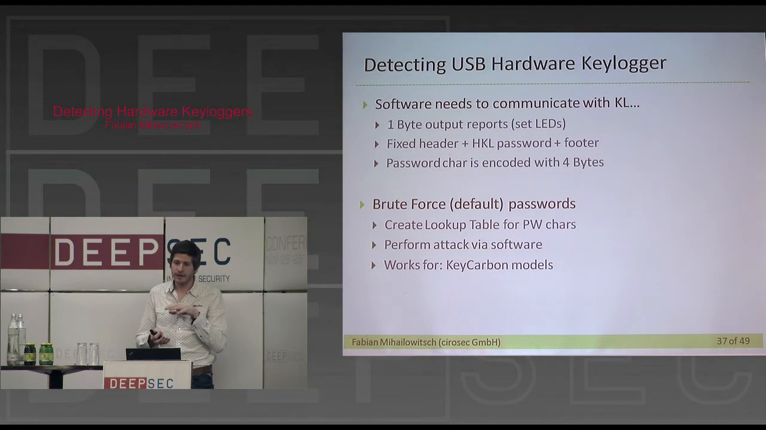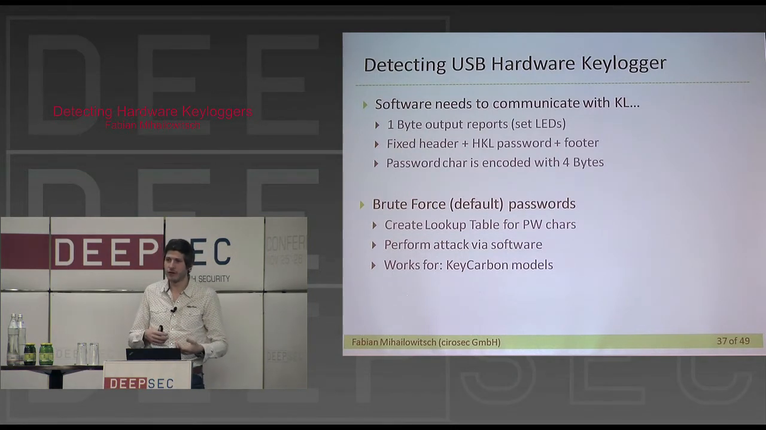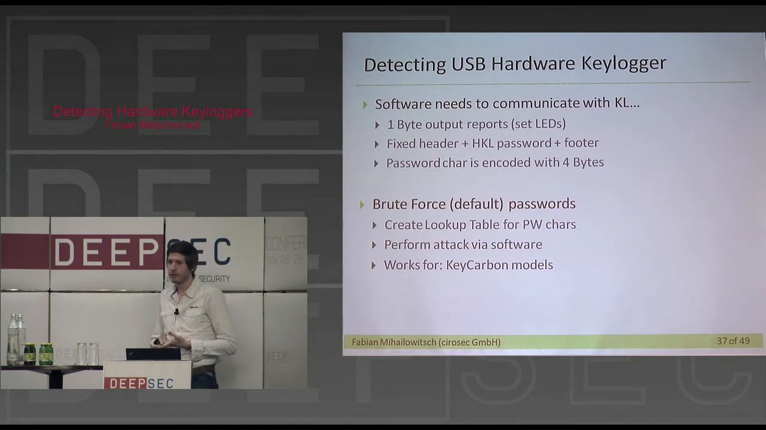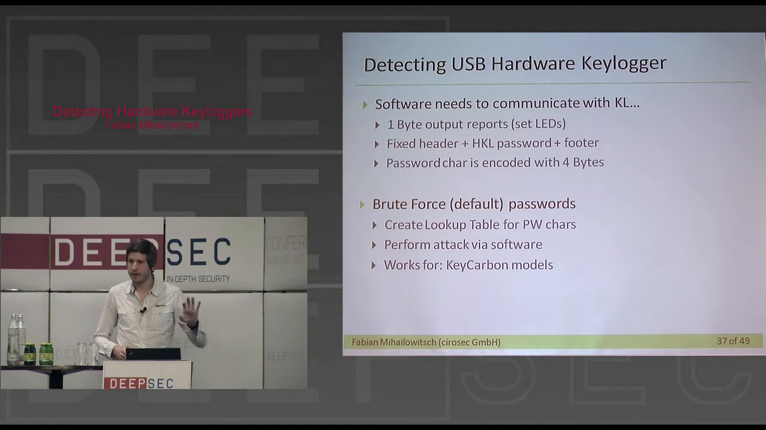For the password that is sent in that communication, every password char is encoded within 4 control transfers, which means 4 bytes that are transferred. So what you can do, you have the header, you have the footer, and you can create a lookup table for the password chars, and you can try to brute force the password via software, basically. And it works, but it just works for KeyCarbon models, since it's the only vendor I found that actually provides a software to read out the keystrokes.